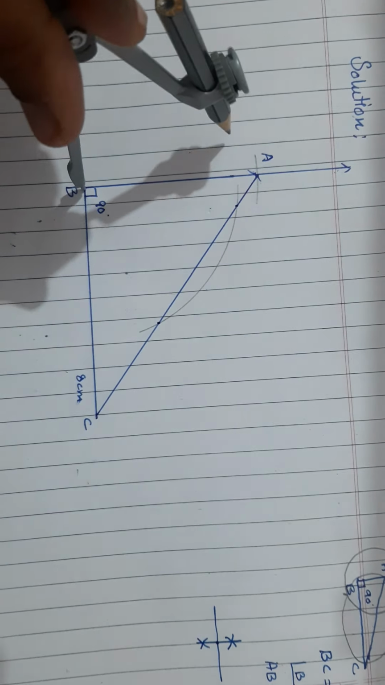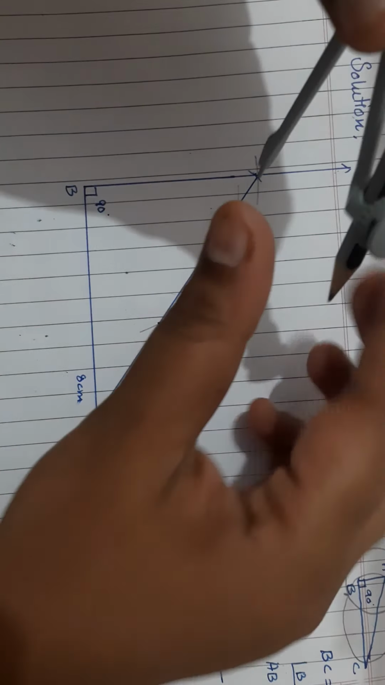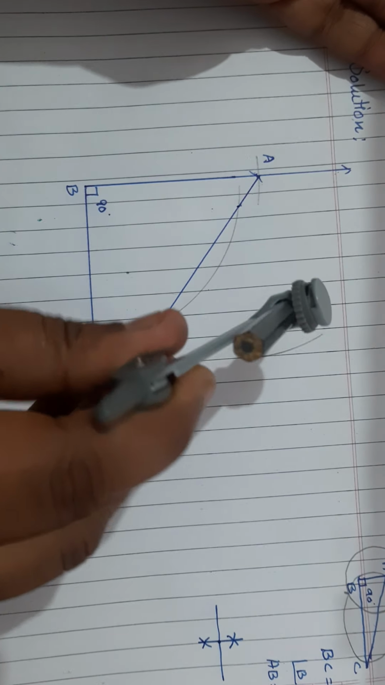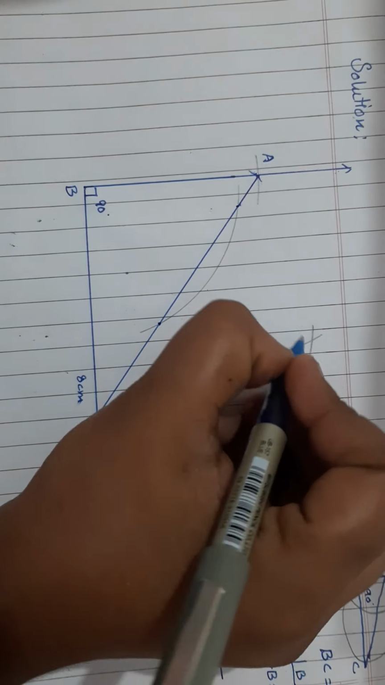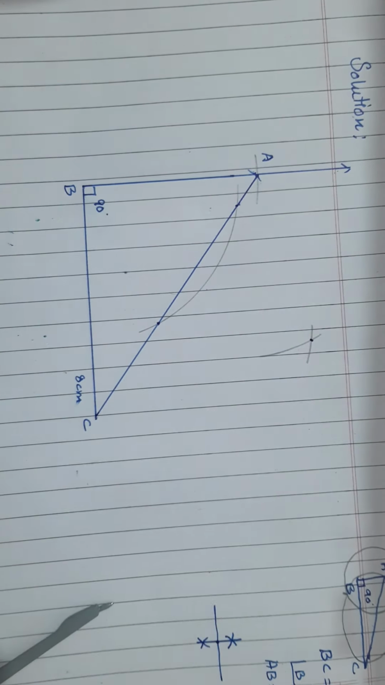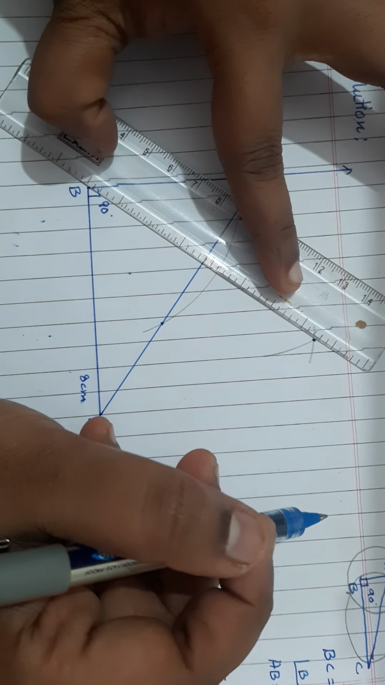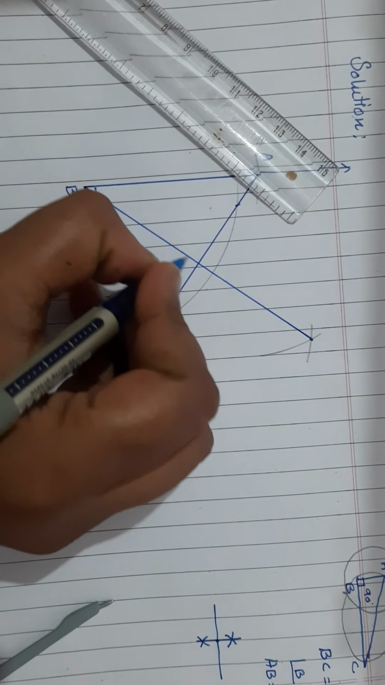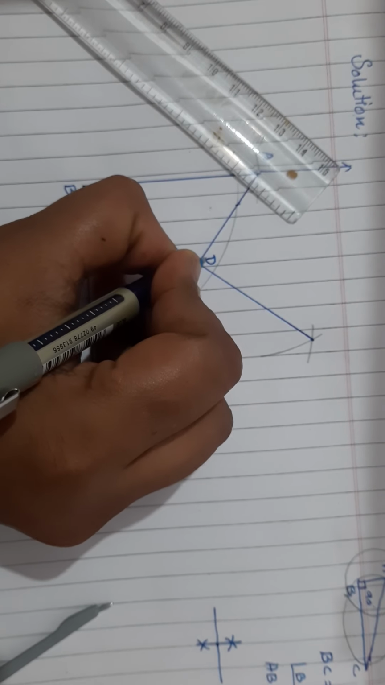This AC cut-out point, the same length. You have to keep the needle in this point. Just cut one arc here. Then keep the needle in this point, just cut one arc here. So you will get one intersection point. Then join together the line with B. So you will get one intersection point, that is the D.